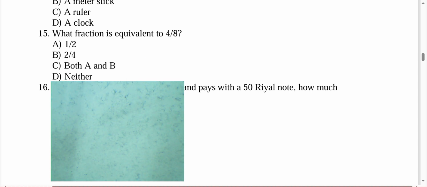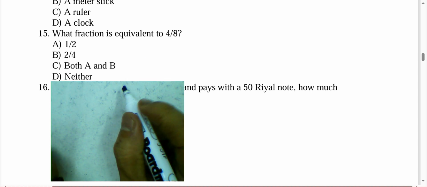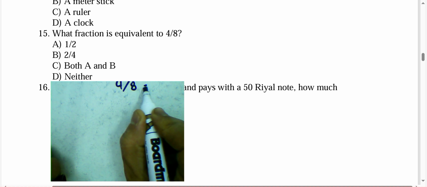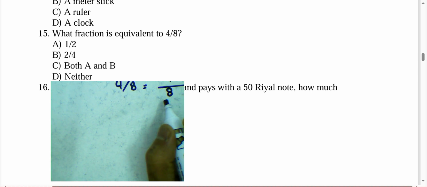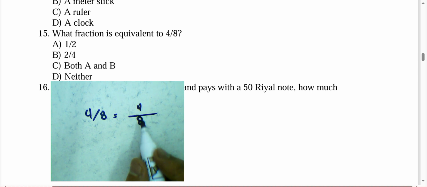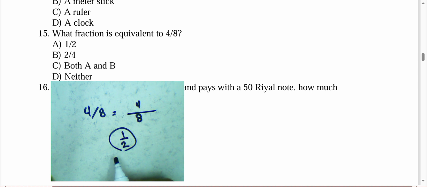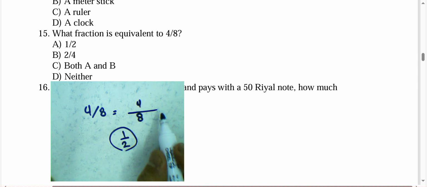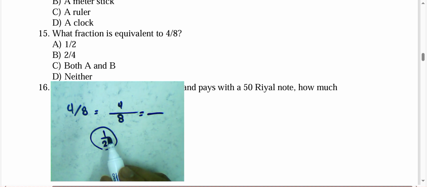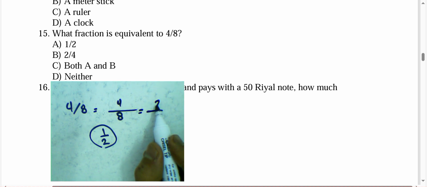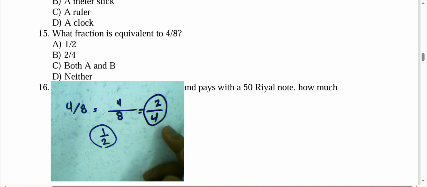Next question, number 15. Which fraction is equivalent to 4 over 8? We know 4 over 8 means 1 over 2 because half of 8 equals 4. Then the result will be 1 over 2. And we can also simplify it by dividing by 2. 4 divided by 2 equals 2, and 8 divided by 2 equals 4. Then the result will be 2 over 4 and 1 over 2. Choose letter A and letter B and letter C.